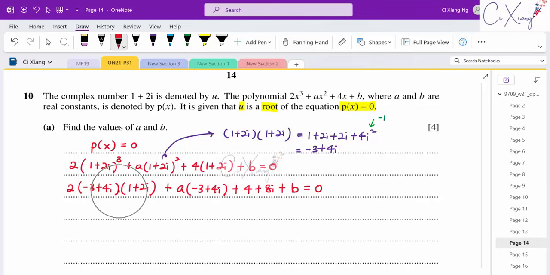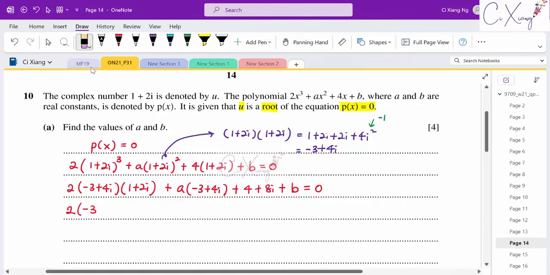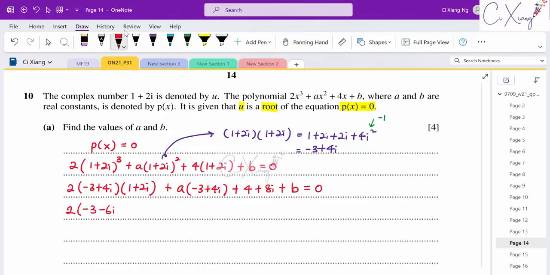Next step, I need to expand these two brackets with the complex numbers. I have negative 3, then negative 3 times 2 is negative 6i, then plus positive 6i, then minus 8, because i squared is negative 1, so 4 times 2 times negative 1 is negative 8. Then for this part, I substitute in the a and multiply the a inside the bracket, and I have plus 4 plus 8i plus b equals 0.